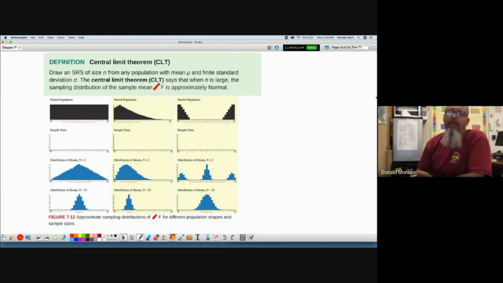The central limit theorem sounds pretty simple, super important. One of the big theorems in statistics. If we take an SRS of size n from any population, doesn't matter, the central limit theorem says that when n is large enough, the sampling distribution of the sample mean x bar would be approximately normal.